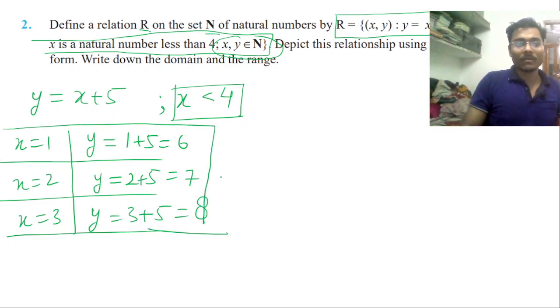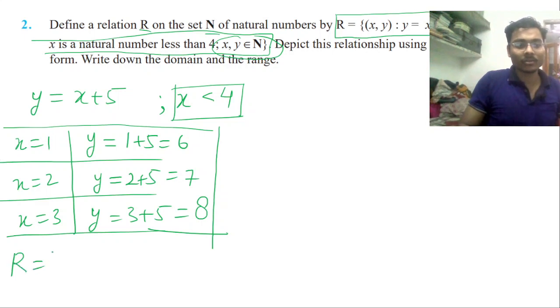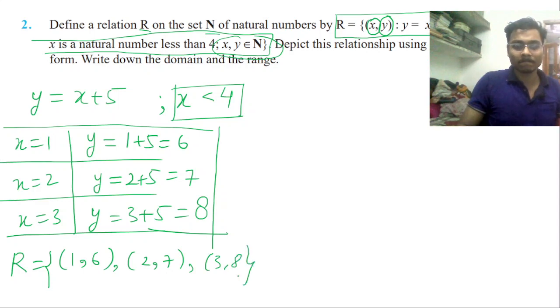Now we will write the relation in roster form, which is (1, 6), because they are saying you will have to write first the element of x and then the second element of y. So (2, 7) and (3, 8). This is our relation defined using roster form. So this is our first answer.